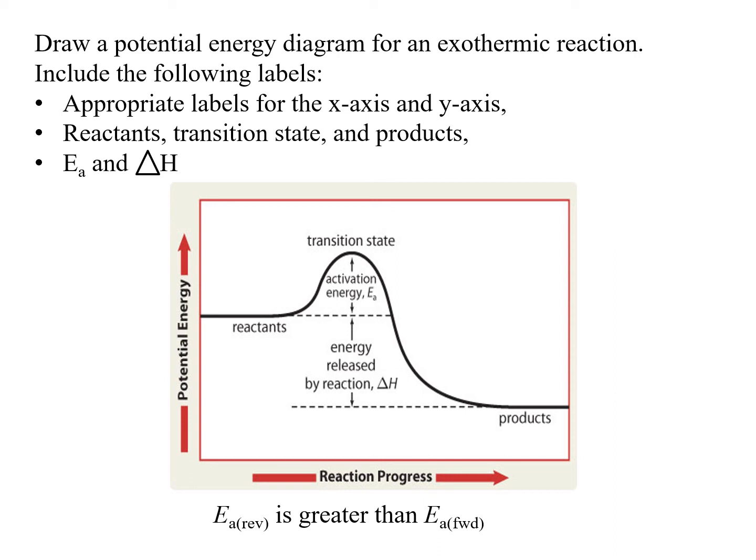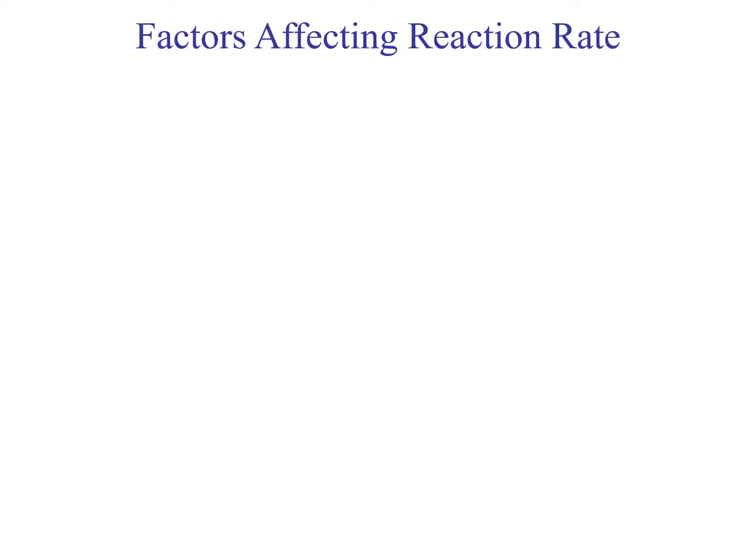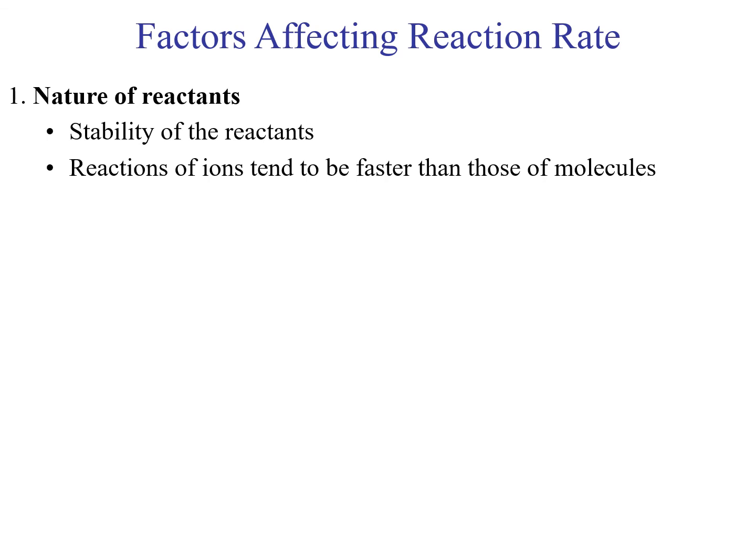Next, we will look at factors affecting reaction rates. Any factor that increases collision frequency increases the chemical rate of reaction. There are 6 factors we will consider: the nature of reactants, concentration, temperature, pressure, surface area, and presence of a catalyst. When we talk about the nature of reactants, we are talking about the types of reactants involved and the types of bonds that are breaking and forming during a chemical reaction.